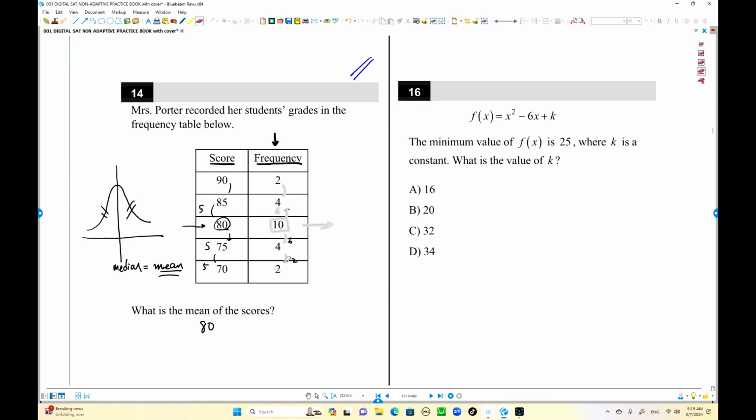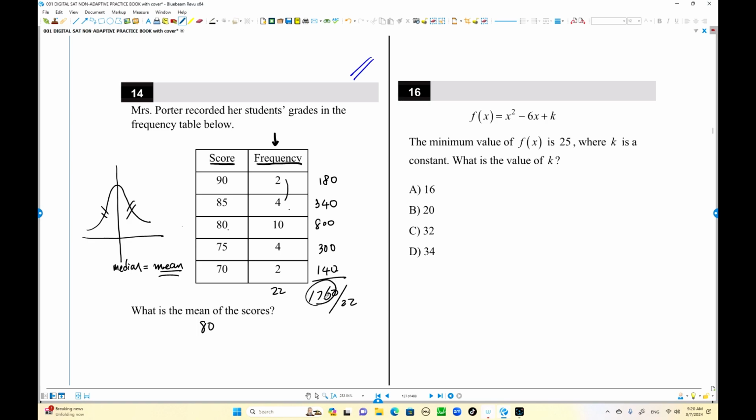Or you can add all these scores. You can use your calculator to quickly find the sum of all scores. 90 times 2 is 180, 340, 80 times 10 is 800, and that is 300, that is 140. So when you add up the frequencies, 6, 16, 20, 22, right? When you do this one, that is 1760, we know that, right? 1760, that's right. So when you divide it by 22 over here, that is the average, right?